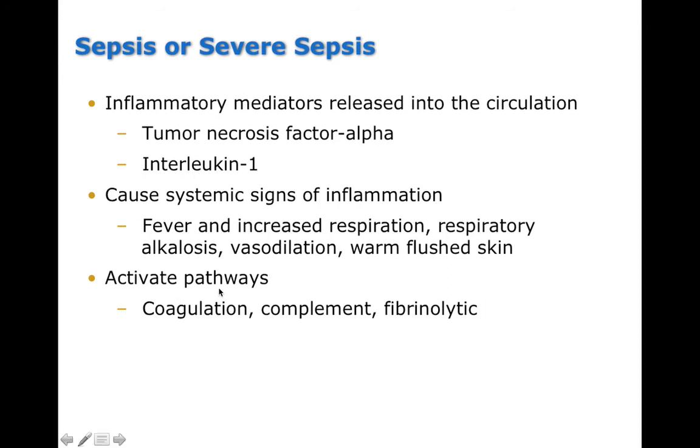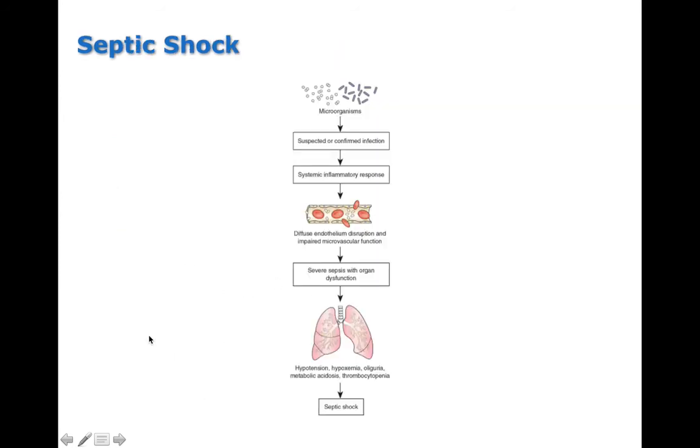Now, it can also activate other pathways like complement, fibrinolysis, as well as coagulation pathways. So this can also lead to sort of odd sequelae like disseminated intravascular coagulation and even thrombi and emboli that can result from these blood clots that are accumulating in the bloodstream as a consequence of activating these pathways.